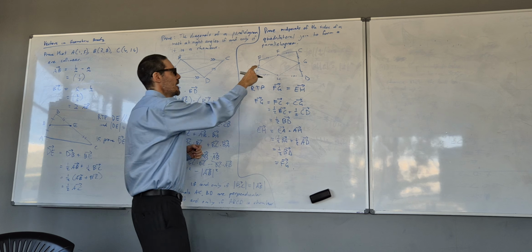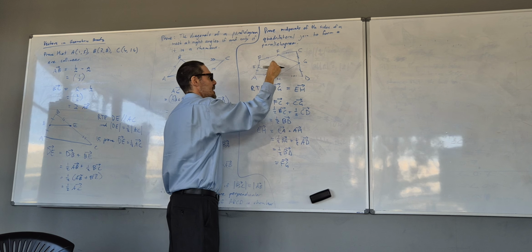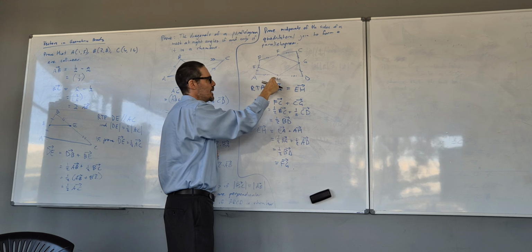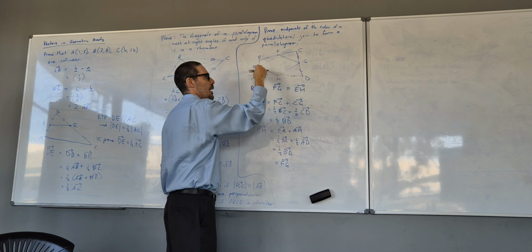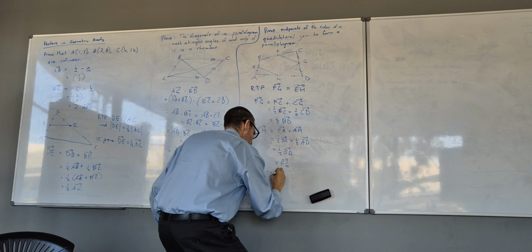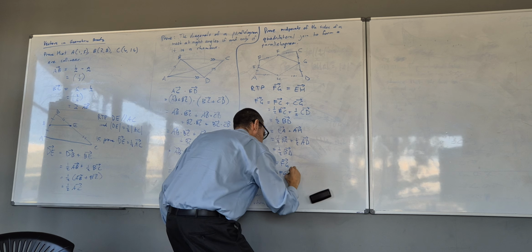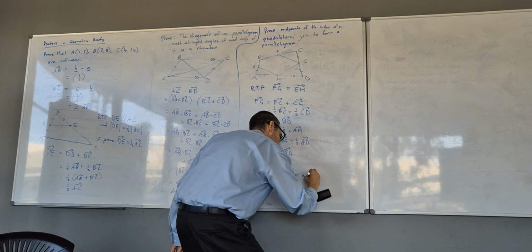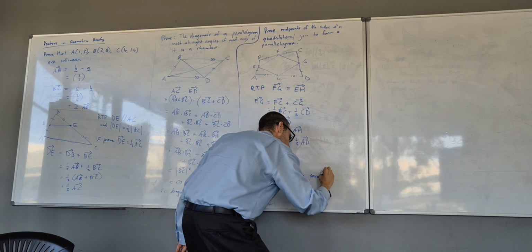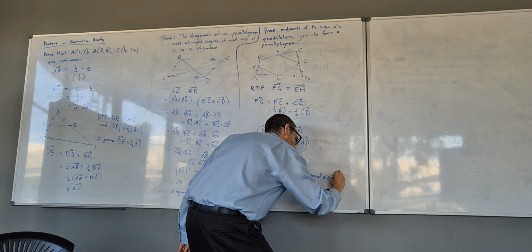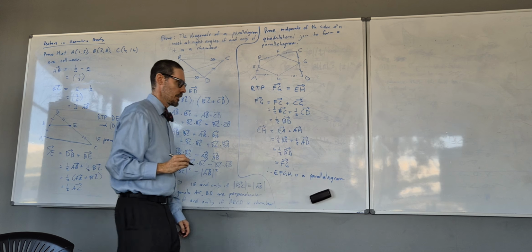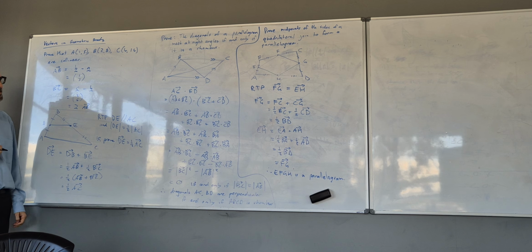So, this is the same vector as this, and that means this has to be a parallelogram. Therefore, EFGH is a, I'll write the whole word, parallelogram. Two down, two to go.